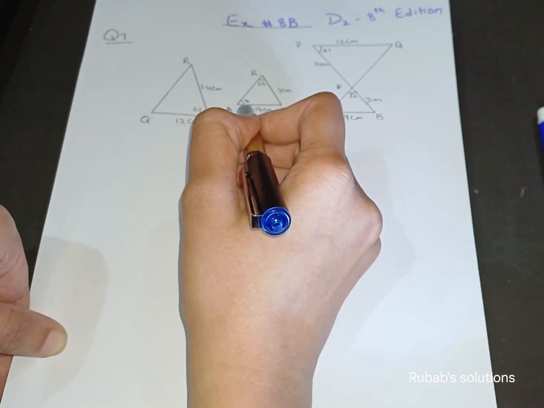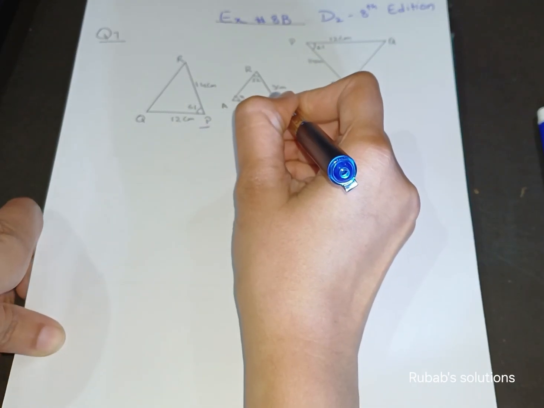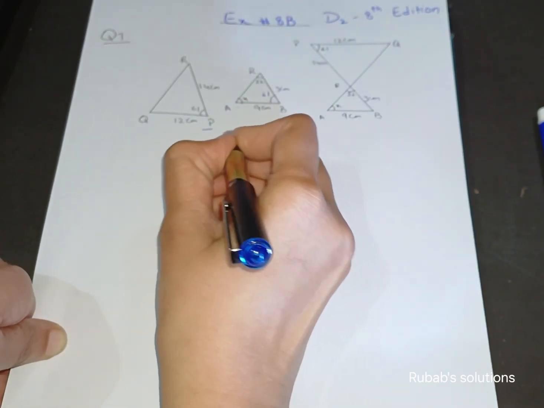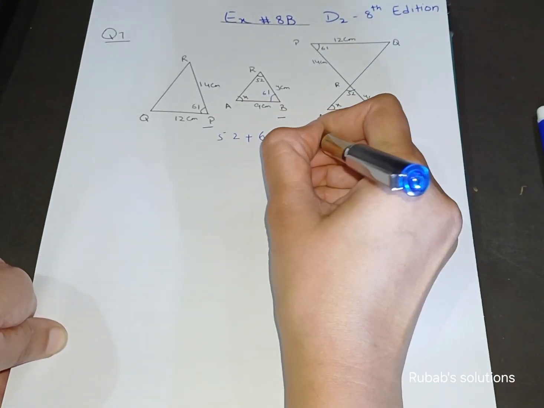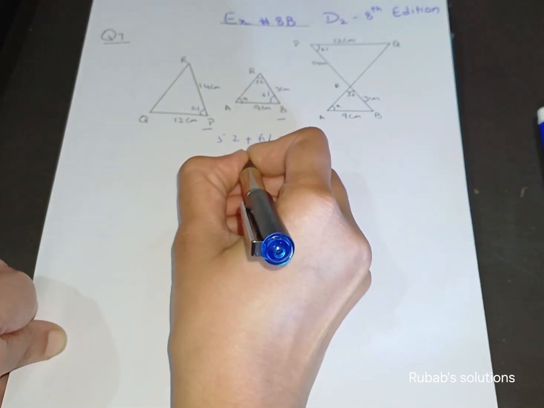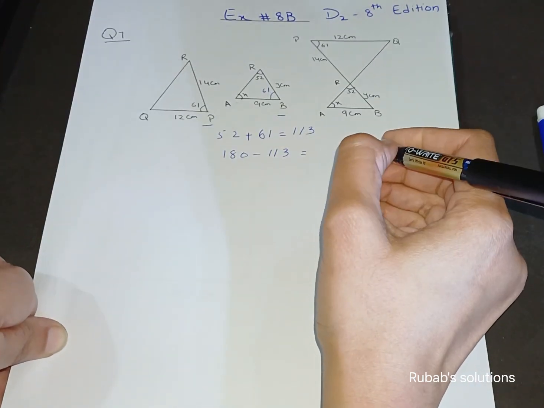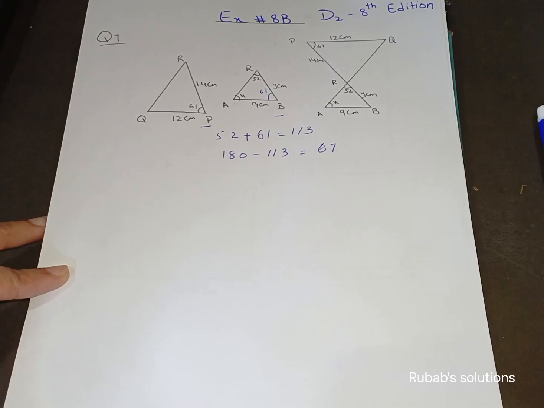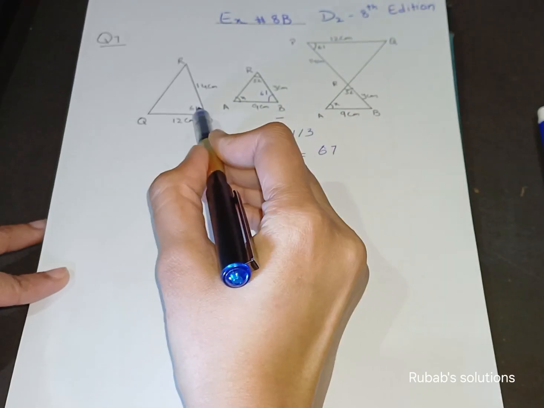Now I have to find the value of x. From here P is corresponding to B, so this is equal to 61. According to the triangle rules, 52 plus 61 is equal to 113, and subtracted from 180, I will get the answer 67. So the value of angle x is equal to 67. I got the value of x.